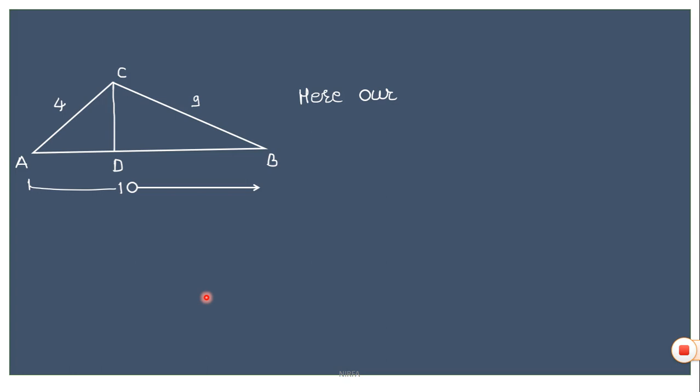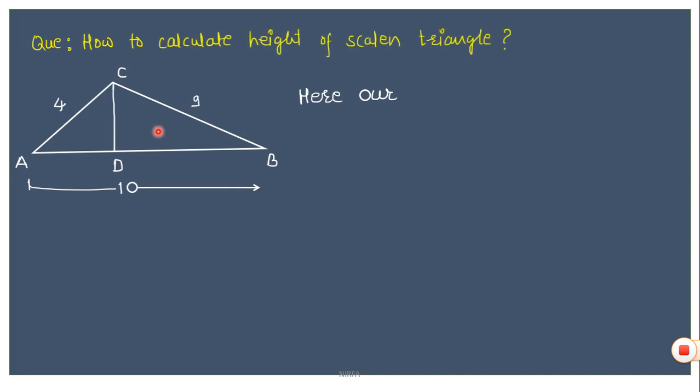So here one scalene type triangle is given whose name is ABC, and whose sides are also given. Look at the figure, AC is equal to 4 units, BC is equal to 9 units, and AB is 10 units. And I have drawn the perpendicular from the vertex C on AB at point D. So what is the question related to this figure? How to calculate the height of a scalene triangle? That means this is a very big issue when the three sides of a triangle are given and we want to calculate the height, that means the length of CD.